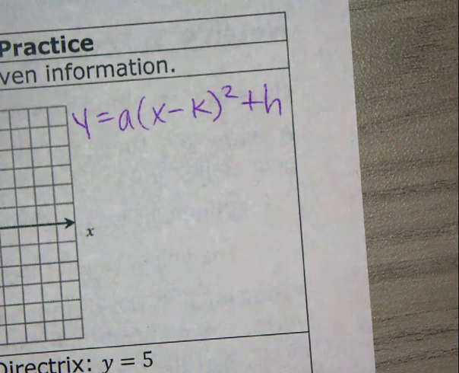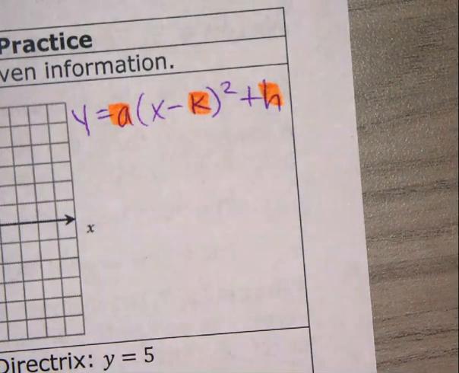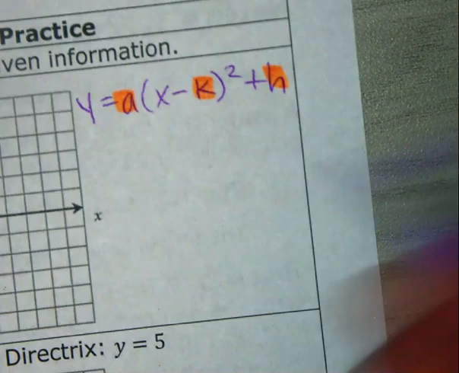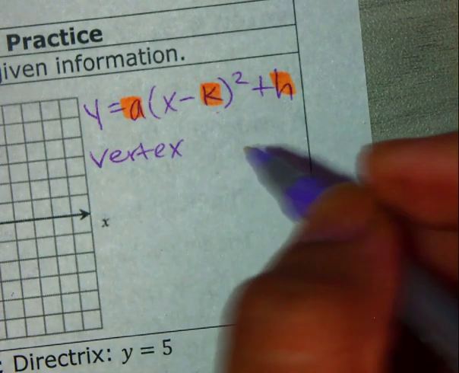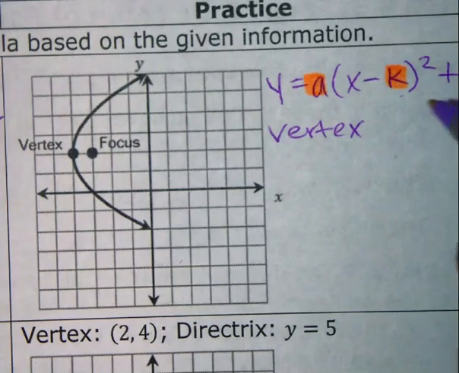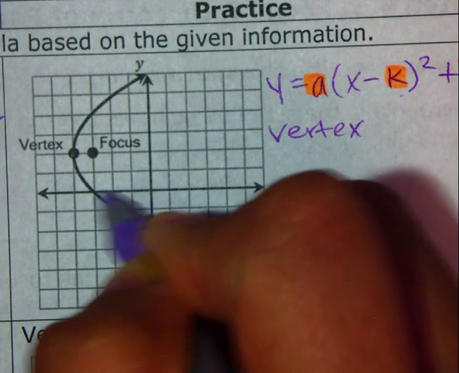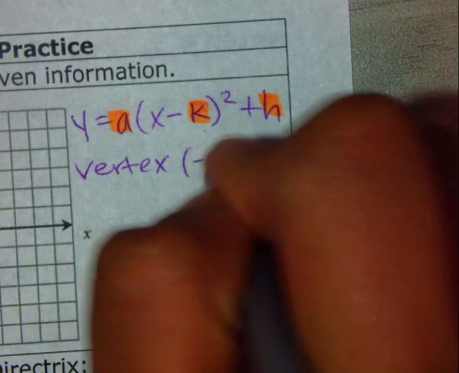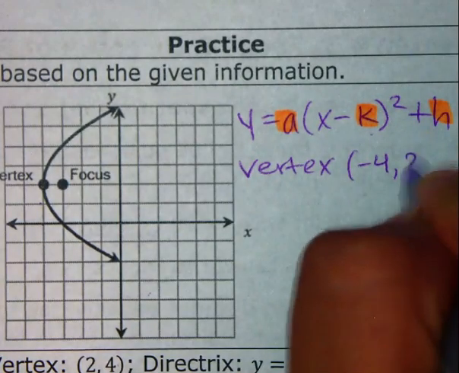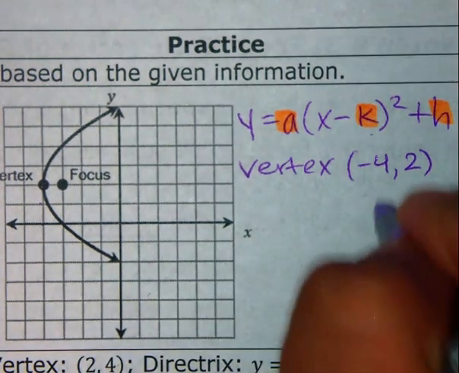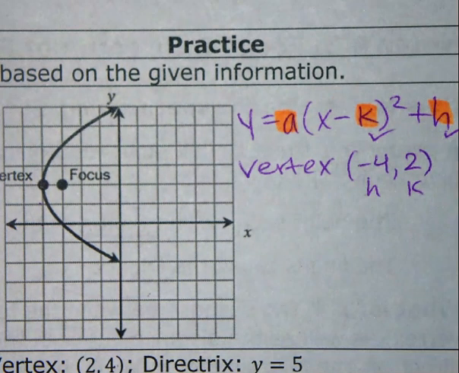From here, we want to substitute the a, k, and h values. We're going to find the h and k values from the vertex. If we look at the graph and analyze it, the ordered pair for the vertex is 1, 2, 3, 4, so negative 4, and 1, 2, so positive 2. So we have h, k represented right there, and we already have those two values. Now we need to calculate a.